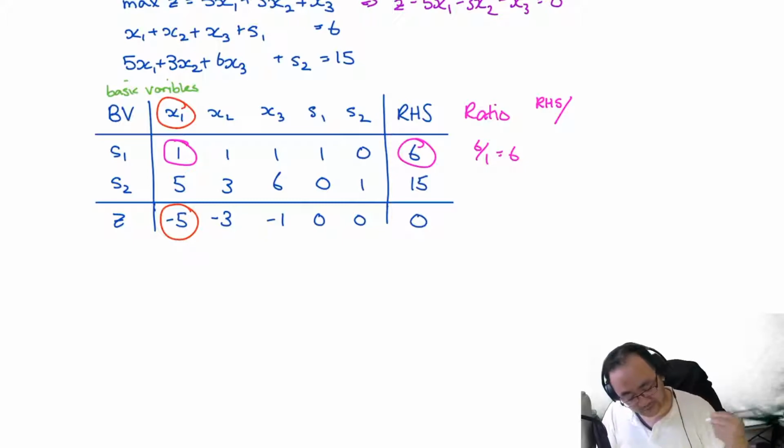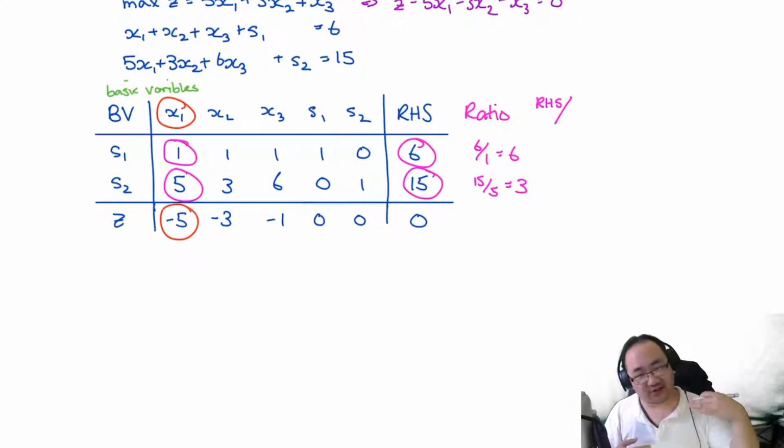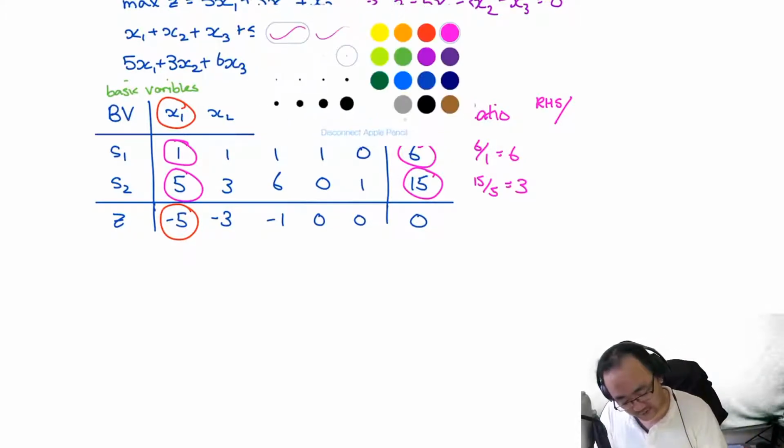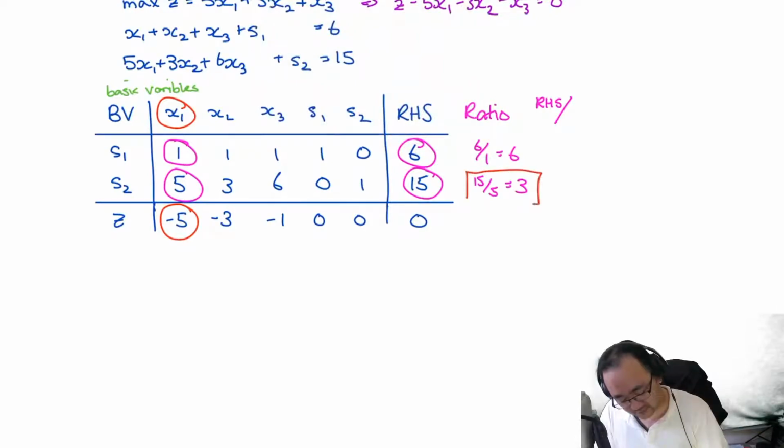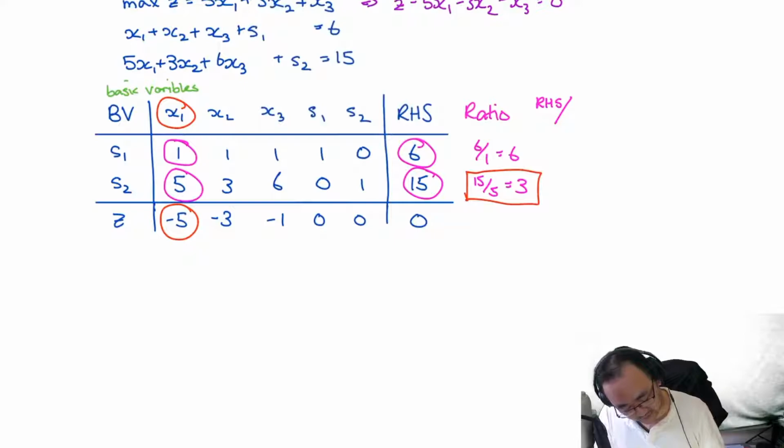And then for the second constraint, it's going to be 15 divided by 5, which is going to be equal to 3. Now, we want to choose the lowest ratio. When we choose the lowest ratio, we end up with this one. So basically, x1 enters the basic variables, and s2 leaves the basic variable set.